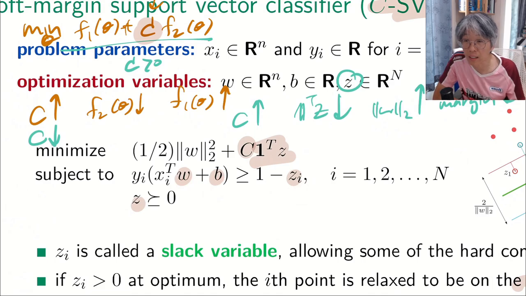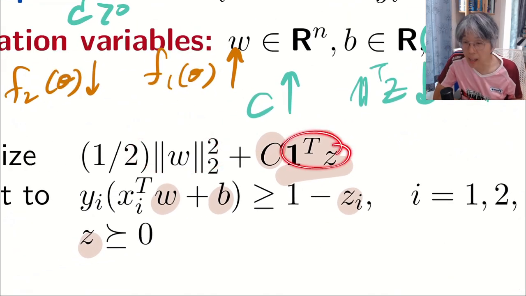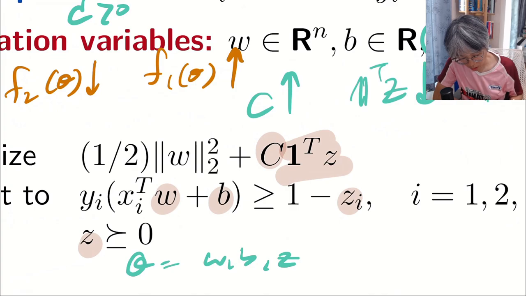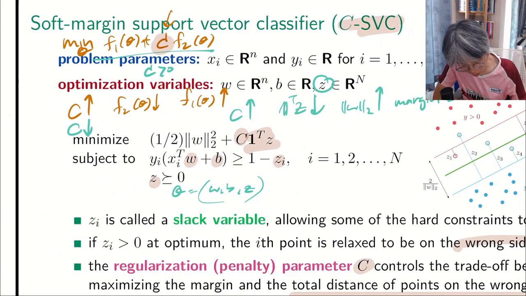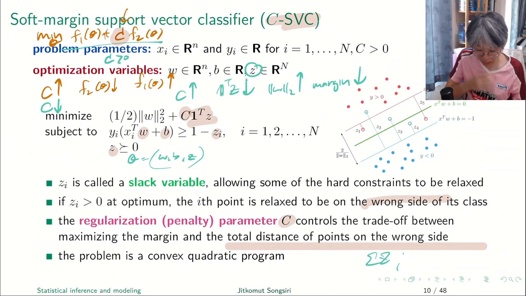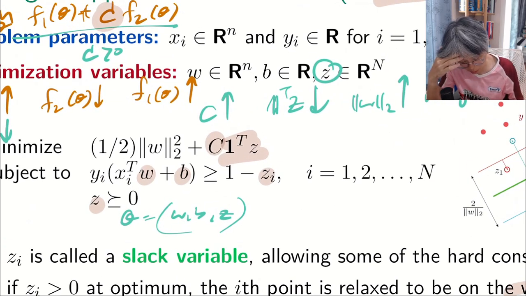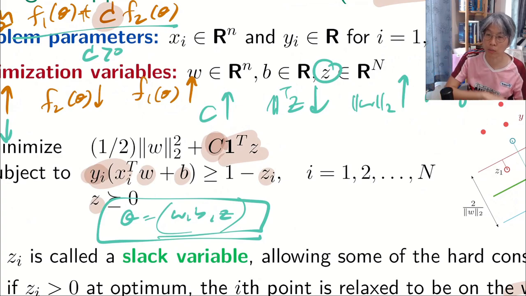So these are linear constraints. When you take a look at the objective, it is quadratic in W but linear in Z. So we say that it's still quadratic in the variables, and the result is still a convex quadratic program. In order to solve this, everything else is a problem parameter. I mean, W, B, and Z are optimization variables. So everything else, which are Y, X, and C, these are problem parameters you have to specify.